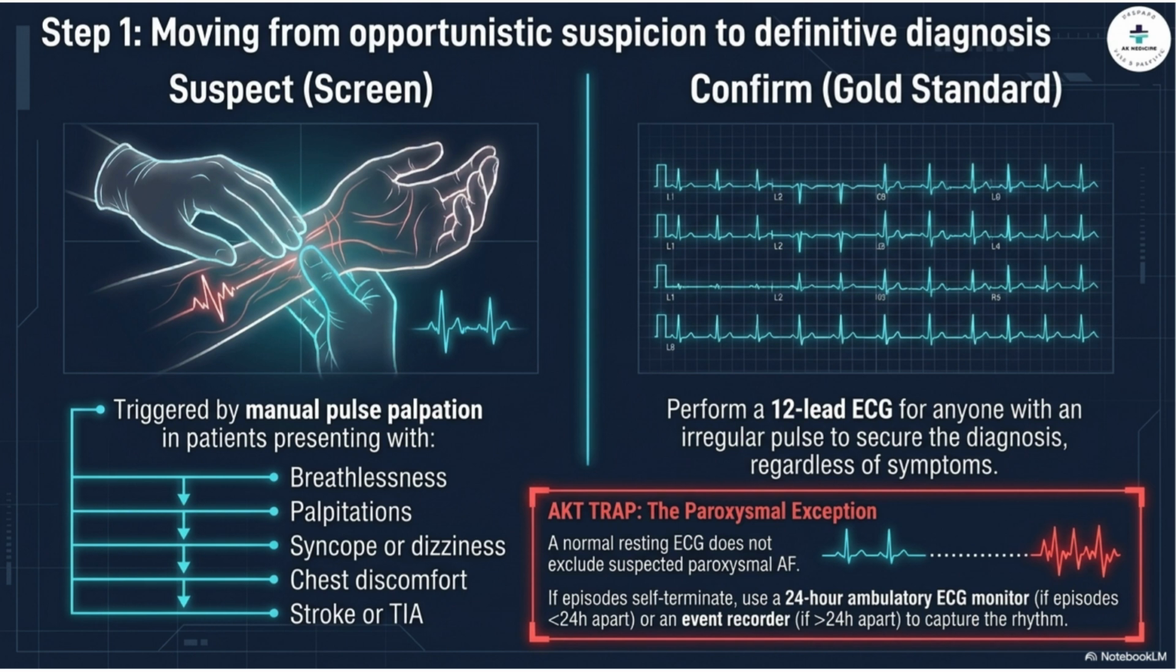This section explains how AF is confirmed and why intermittent AF can be easily missed. An irregular pulse is a screening finding, not a diagnosis. A 12 lead ECG is required to confirm AF. But AF may also be paroxysmal. If symptoms are intermittent and ECG is normal, use ambulatory monitoring. This may include 24-hour tape or event recorder. A normal ECG does not exclude AF.